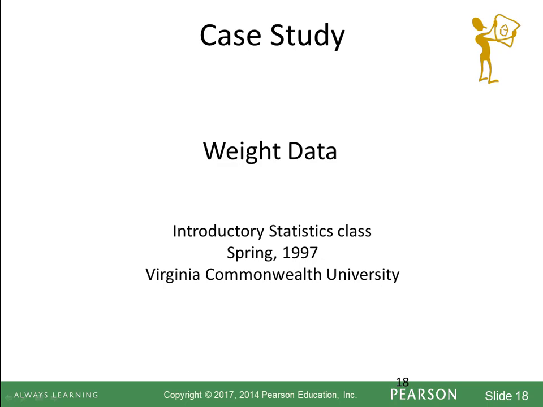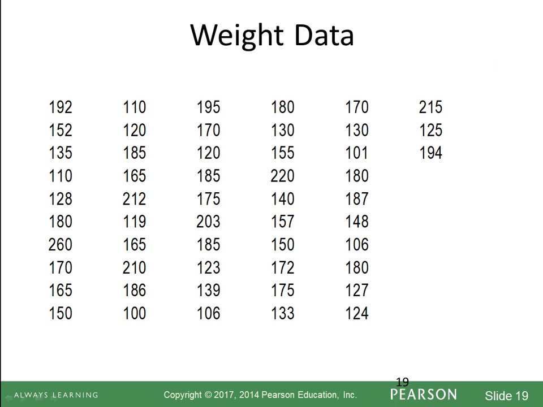So the professor at Virginia Commonwealth University looked at one section of her introductory statistics class in the spring term of 1997. And here's that data. Okay, so you can see this data isn't in order. It's self-reported, but we have 63 students. Okay, now let's put that data into a frequency table.